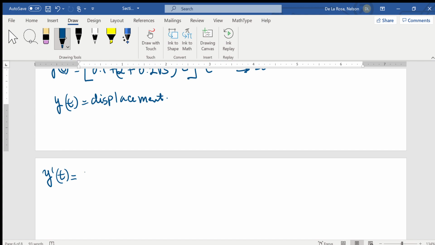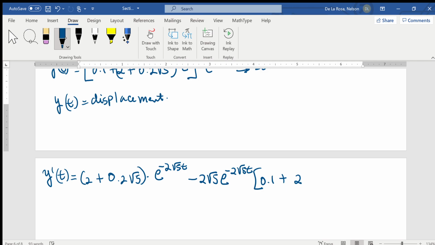Derivative of the first is 2 plus 0.2 square root of 5 times the exponential, derivative of the first times the second, plus derivative of the second. The second is the exponential, so derivative of the exponential is going to be negative 2 square root of 5 times e to negative 2 square root of 5t times the first, which is 0.1 plus 2 plus 0.2 square root of 5 t.